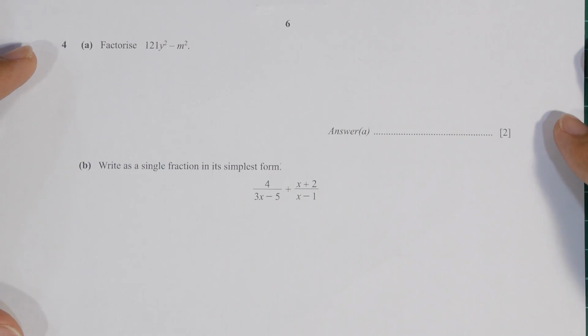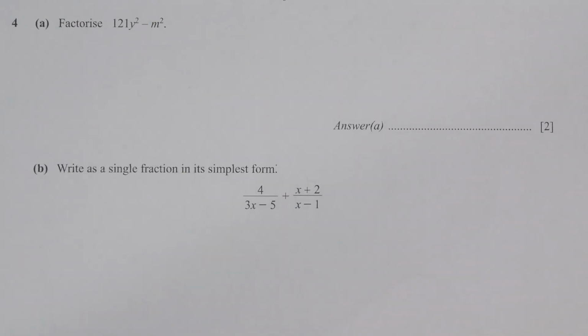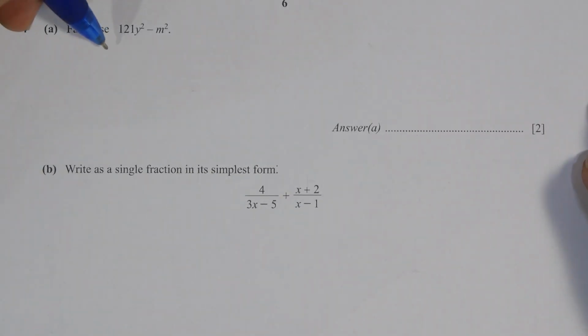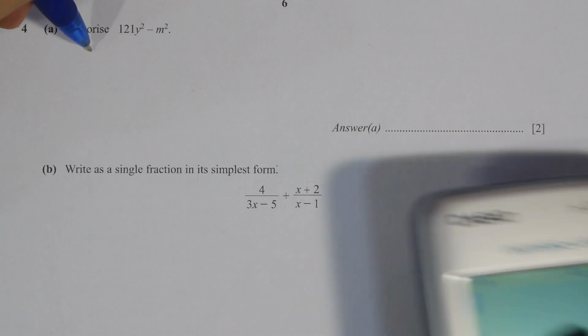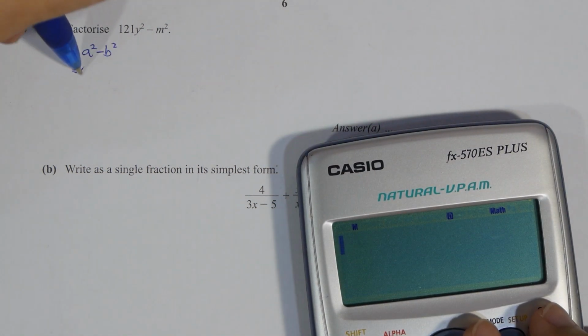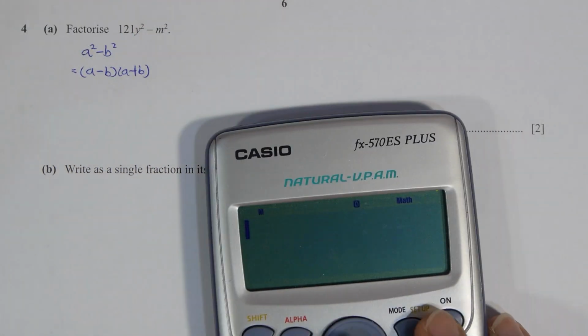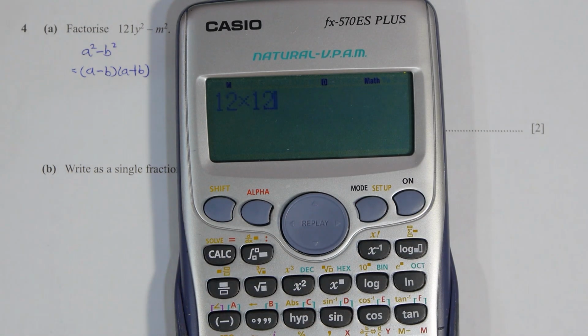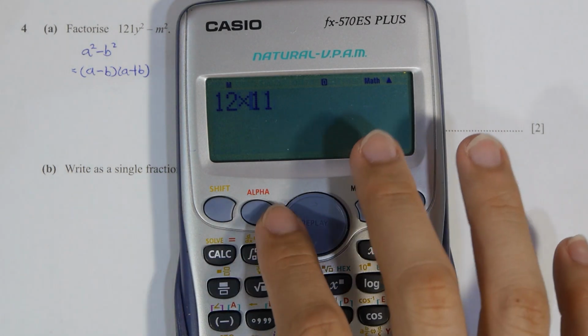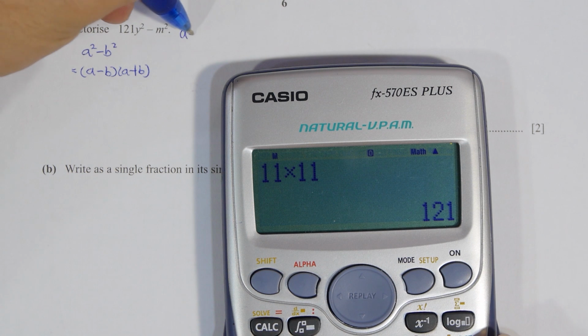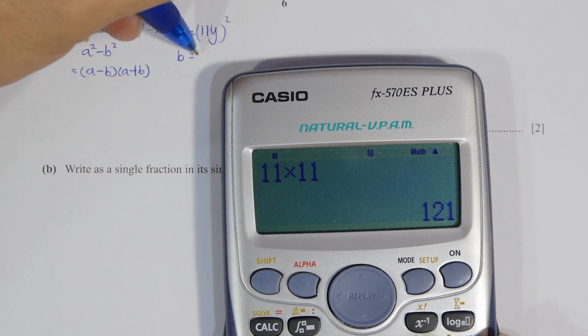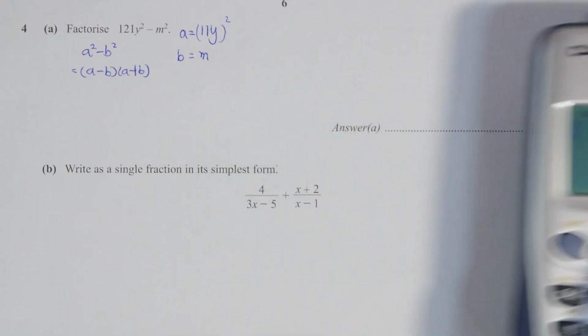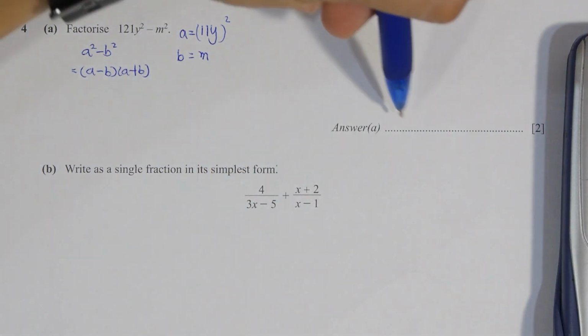Question 4, factorize. This is actually using the concept of a squared minus b squared equals a minus b, a plus b. In our case, a is actually 11y, whereas b will be m. So the final answer will be 11y minus m multiplied by 11y plus m.